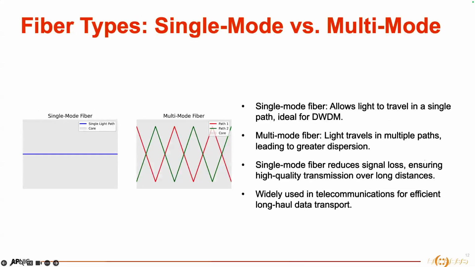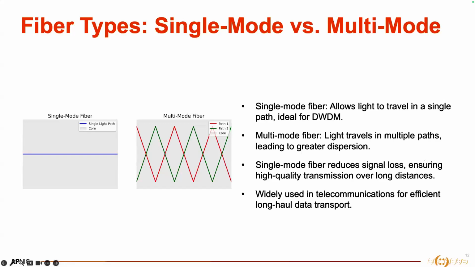Next, we have fiber types. We have different kinds of fiber available in the market, but in a practical aspect, we use two kinds of fiber, single mode and multi-mode. So what is single mode and what is multi-mode fiber? Single mode fiber is a fiber where one single light beam is allowed to travel from one place to another within that fiber. This is called single mode fiber.